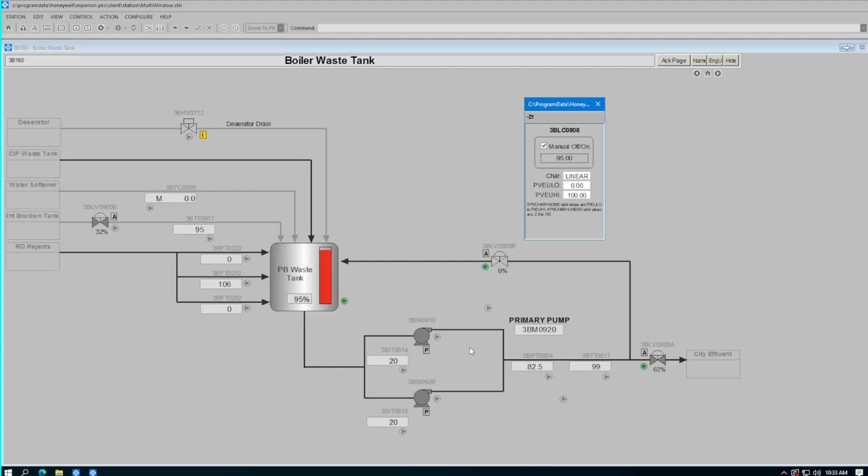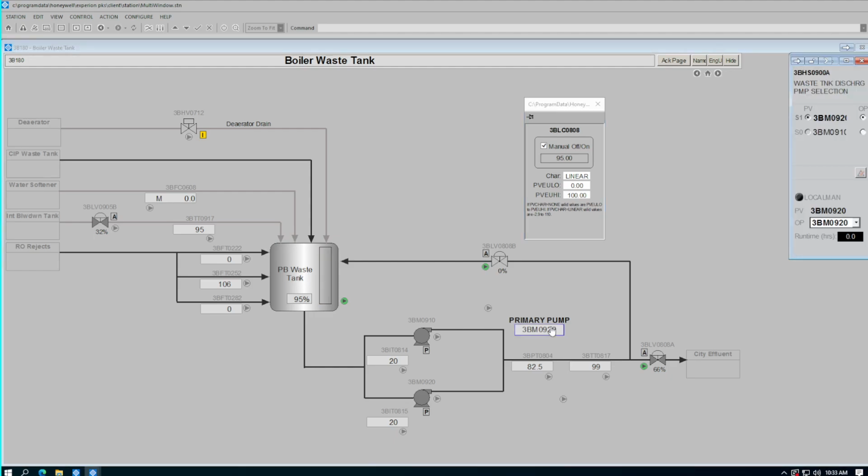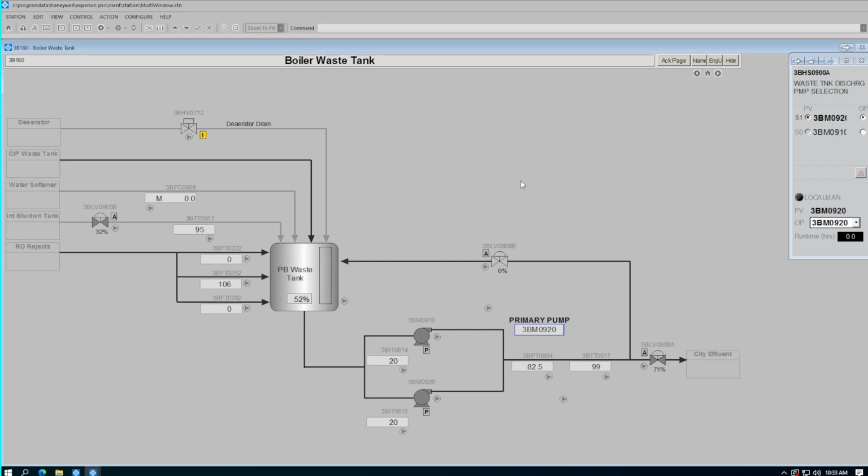You can select which pump is primary, right here. The primary pump will come on at the low level. The secondary pump will come on when you reach a high level. So I'm going to take this simulation off. This faceplate will let you choose which pump is primary.